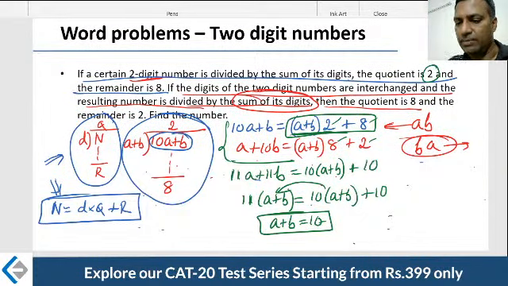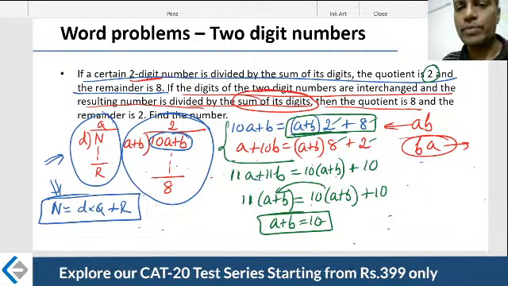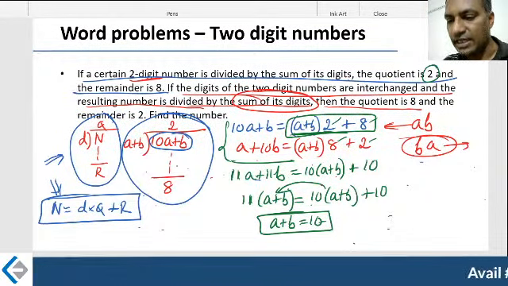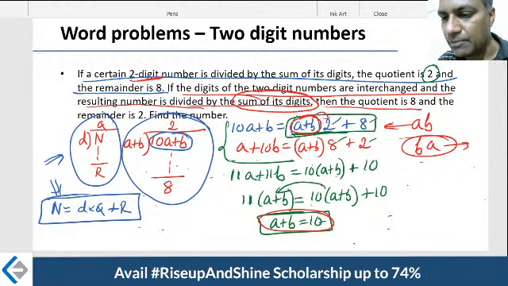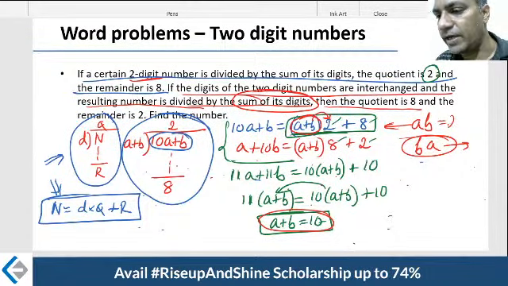Go to the first one. A plus B value is known. You don't have to know what A and B are. I already told you that also. Don't be unnecessarily worried about things. A plus B is 10. Just go here and substitute. What is A plus B? 10. 10 times of 2 plus 8. Therefore, the number is 28.